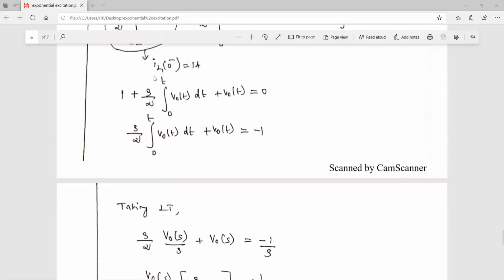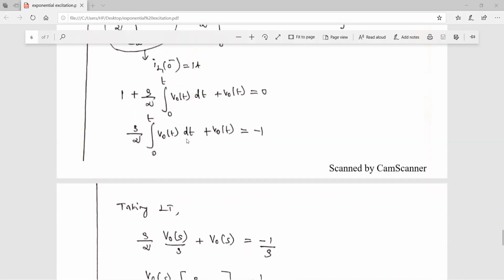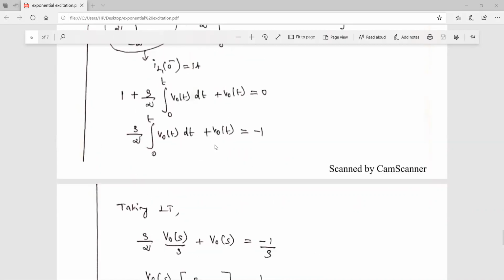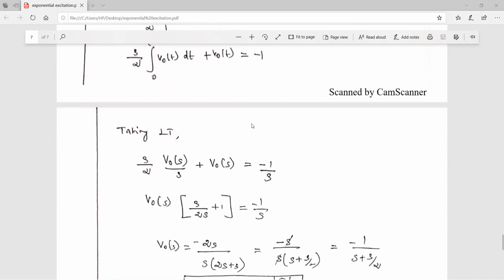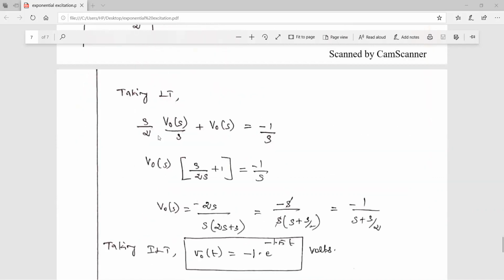So we derived the voltage equation, we applied the KCL equation, correct? And for this equation we have to apply Laplace transform. But what is the Laplace transform of integration of V naught of t? Capital V naught of s divided by s. And what is the Laplace transform of V naught of t? V naught of s. What is the Laplace transform of the constant minus 1? Minus 1 by s. Okay, so from this, in these two terms, take V naught of s as common. We have to write this one, which is equal to minus 1 by s.